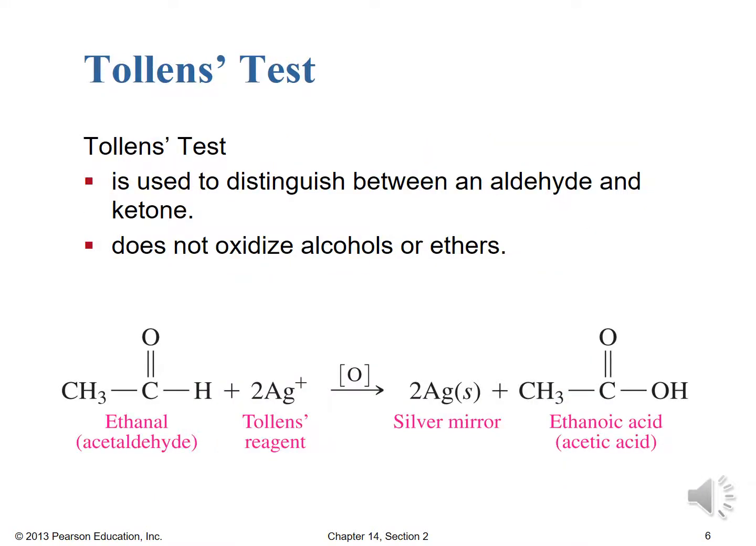And so here we see that Tollens test is a very specific test and can be used to distinguish between an aldehyde and a ketone. What's nice is it won't oxidize alcohols or ethers, so it's pretty specific, at least in terms of the functional groups we've learned so far.